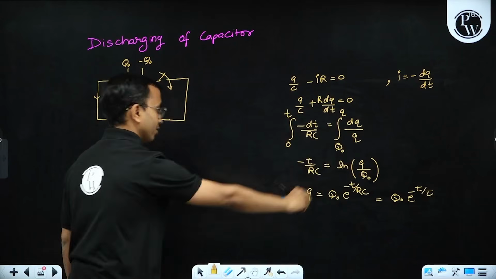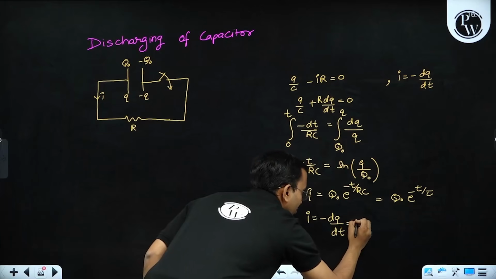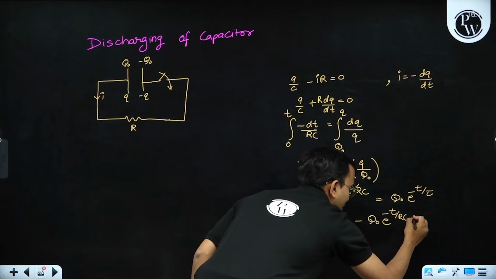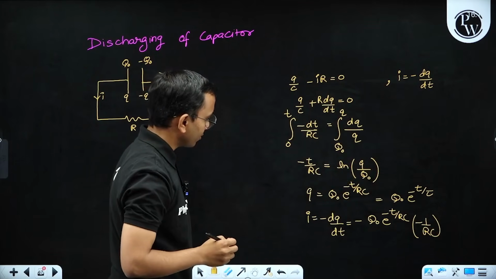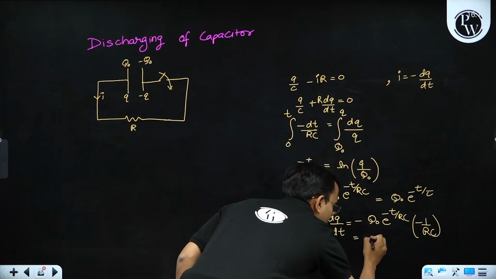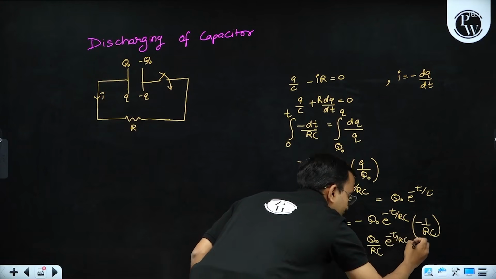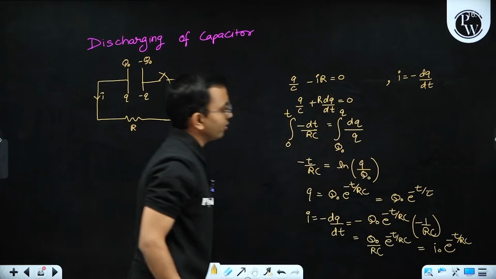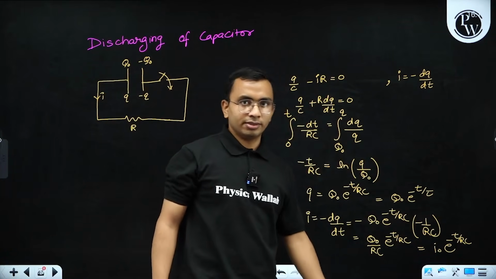If I write current here, minus dq by dt. Differentiating, Q naught is constant, e to the power minus t by RC into minus 1 by RC. So here it will become Q naught by RC into e to the power minus t by RC. This is again I naught, the maximum current, into e to the power minus t by RC. The maximum current is at t is equals to 0. Current is decreasing, so e to the power minus t by RC.